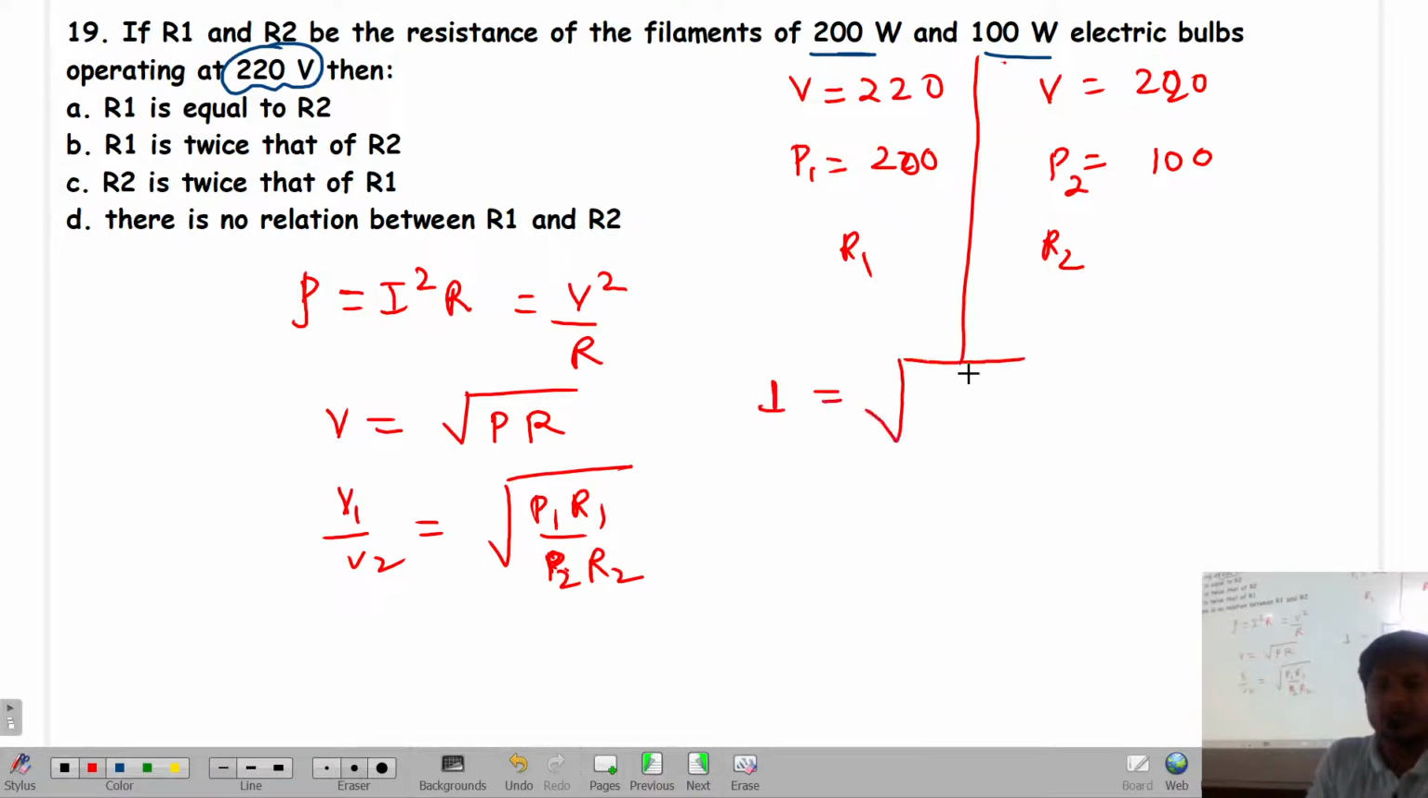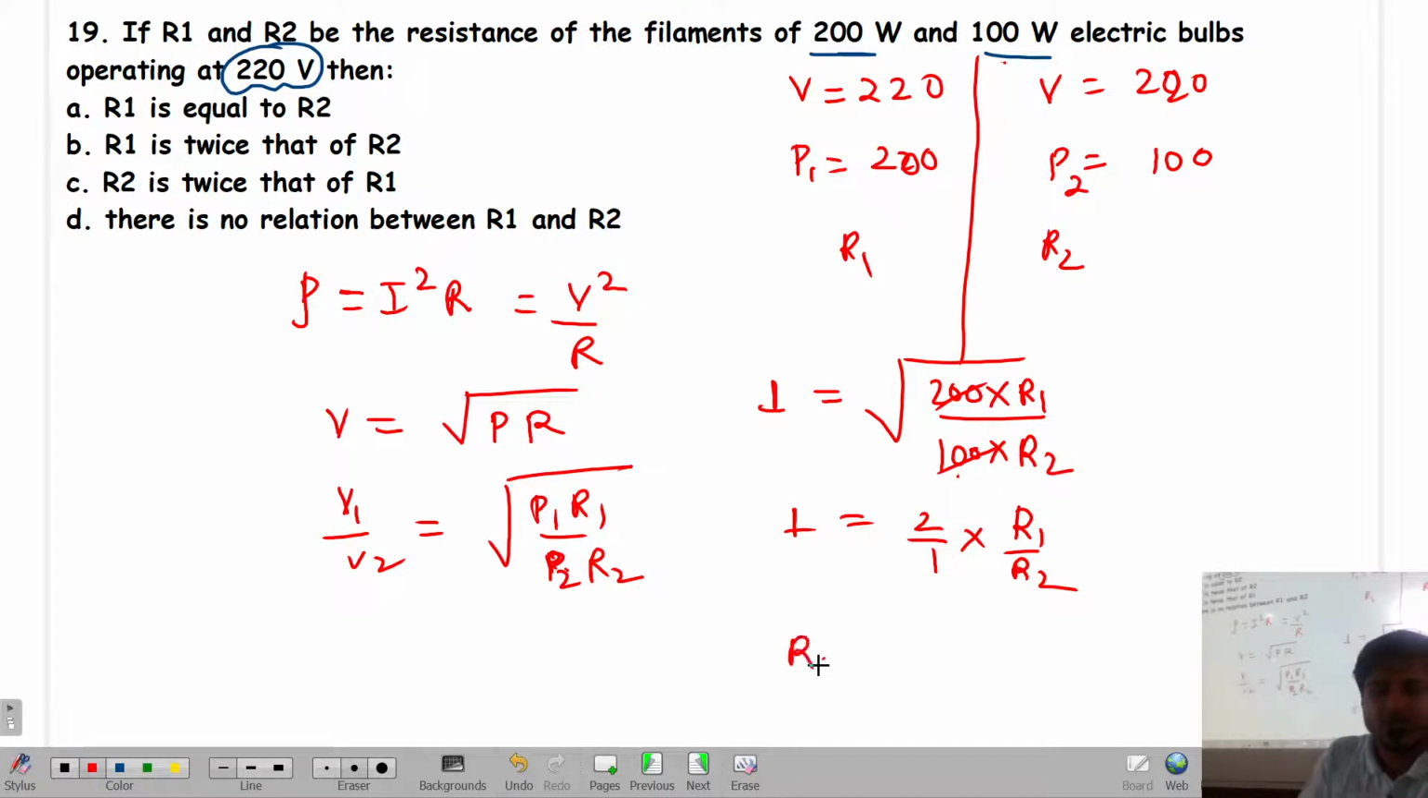1 is equal to root over P1, which is 200, R1 you need to know, divided by P2, which is 100, R2 you need to know. 200 by 100 is 2, root goes over there. That means this is 1. So 2 by 1 into R1 by R2. We have to choose from the options. So can I say that R2 is equal to twice of R1? So option C is correct. Question 19, option C is correct.